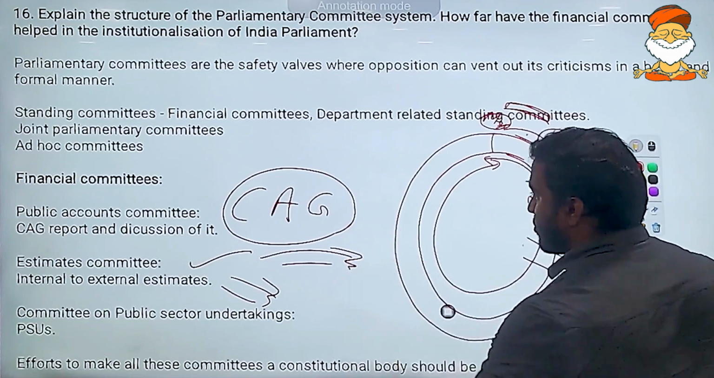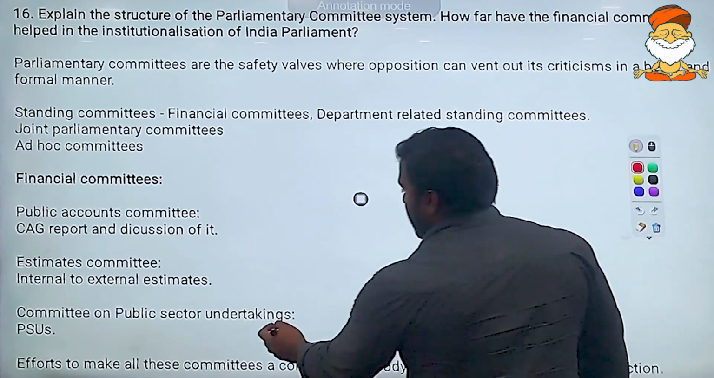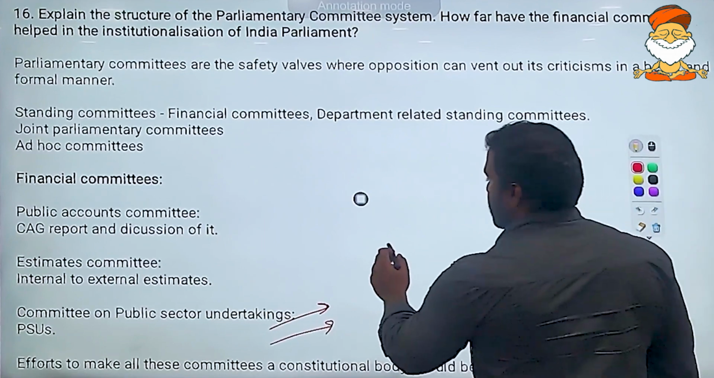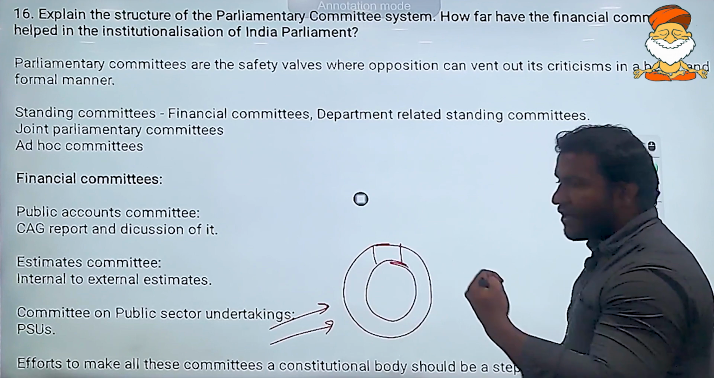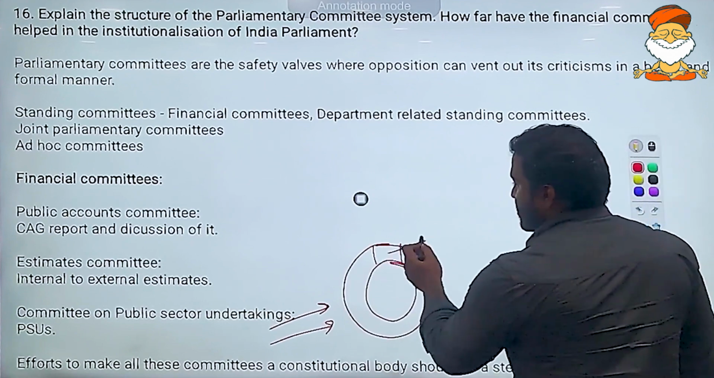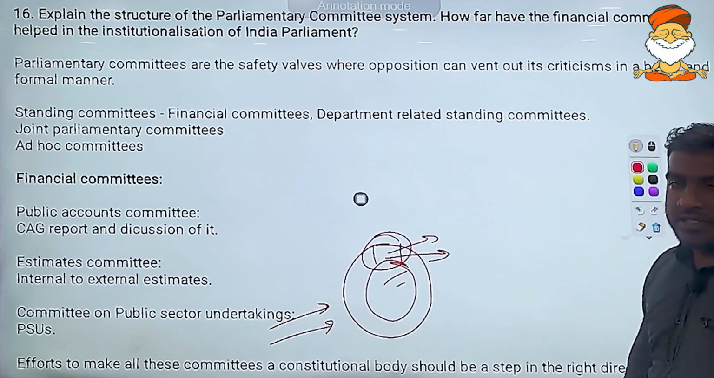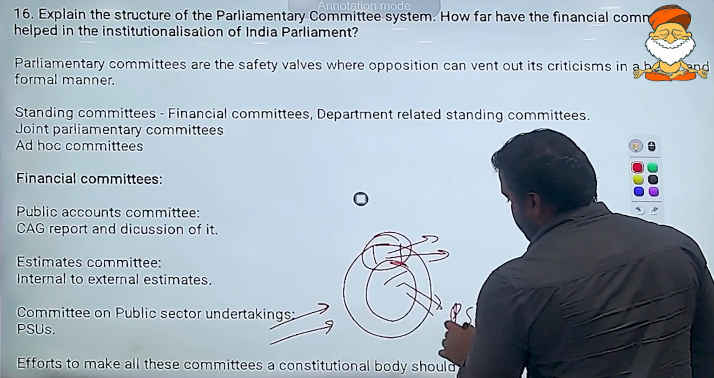Then coming to the Committee on Public Sector Undertakings. One advantage is that there is a check on the account books, and this committee makes sure that the government will not draw away all the exchequer and empty it into the public sector undertakings. So it will make sure that some autonomy of PSUs is maintained.